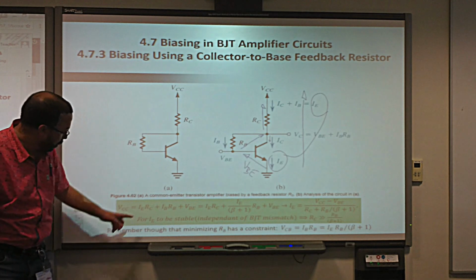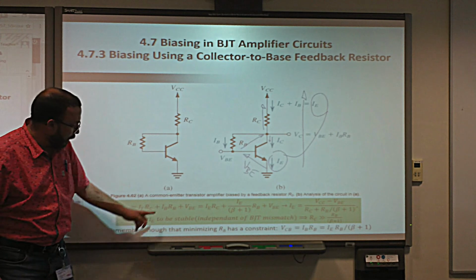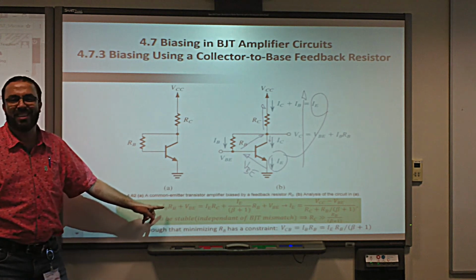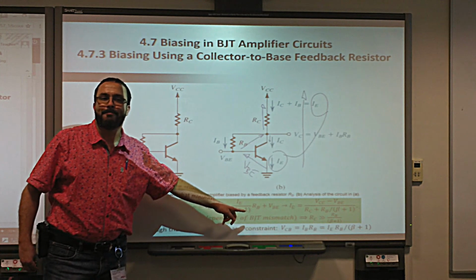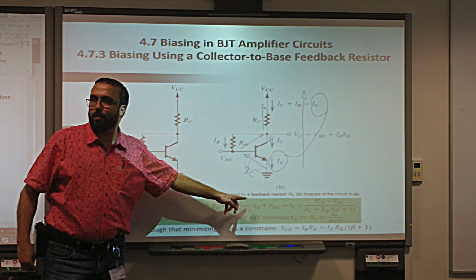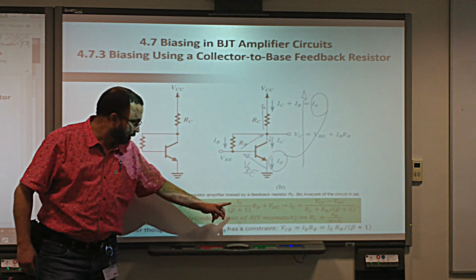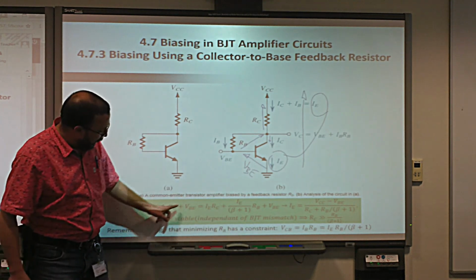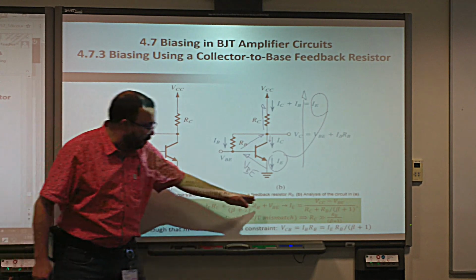Oh, what else? So we have IE, RC. And IB, we just found it, is IE over beta plus 1. Yes or no? Yes. If it is IC, it will be IC over beta. Yes or no? Yes. Very good. So for VCC, it's going to be IE over beta plus 1 multiplied by RB, plus VBE.